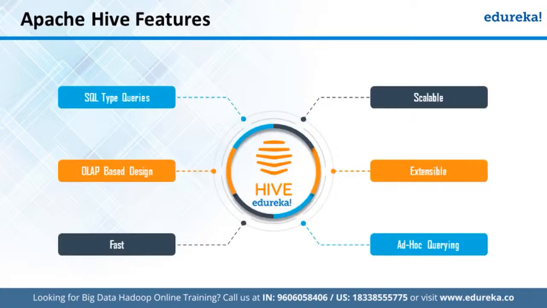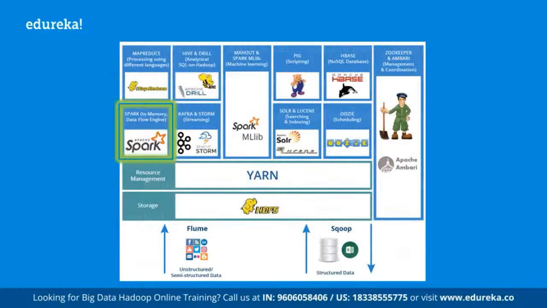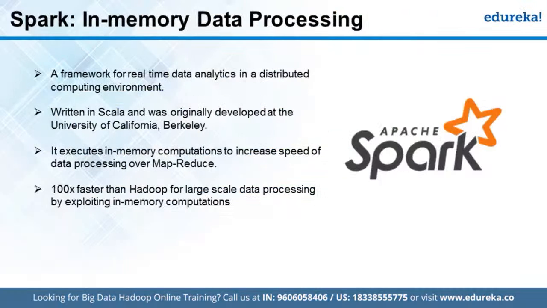So these are some of the features, you can say. SQL type query, scalable, extensible, ad hoc querying, fast, and OLAP based design. If somebody asks me which system is getting used in big data percentage wise, then Hive would be one of them. Hive would be on top. Spark, probably, yeah, Hive and Spark go parallelly.